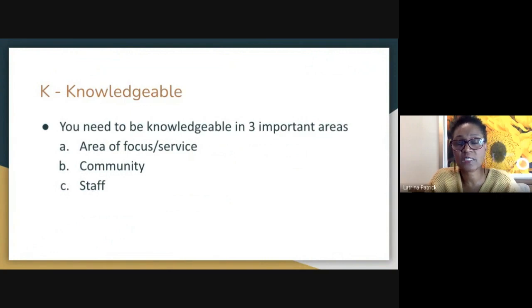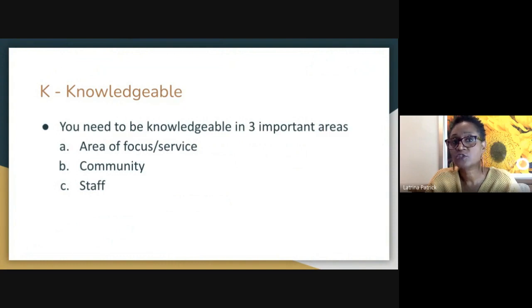And areas I want you to really think about when we're talking about being knowledgeable, there are three important areas where this is important. You want to be knowledgeable about the area of focus. So whatever it is that you're specializing in or the service that you're trying to provide, obviously you want to be knowledgeable in that area.